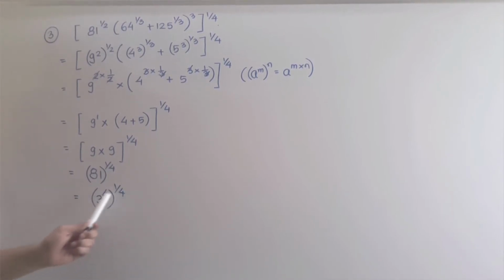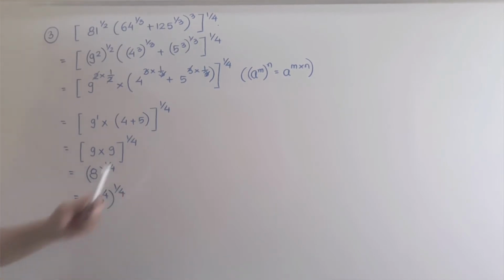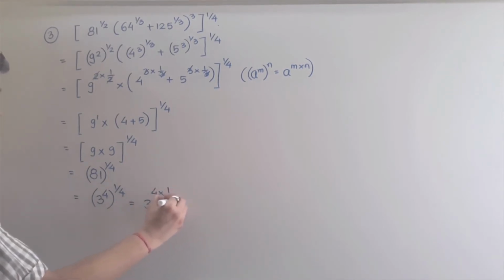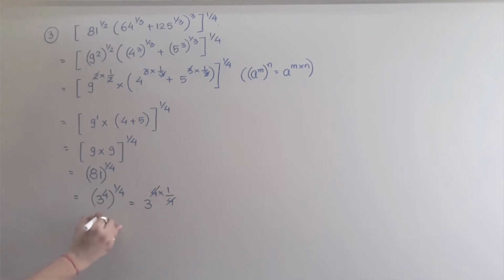That should be easily cancelled, because see, now 3 is containing two different powers, and with the help of same formula I can say that both the powers will be multiplied. So this will be 3 to the power 4 into 1 upon 4. 4 and 4 will be cancelled. This will be 3 to the power 1, or you can say that the answer is 3. This is your answer of the third question.